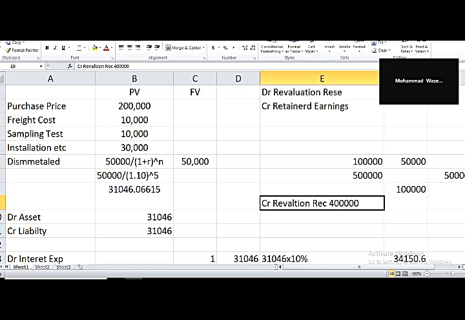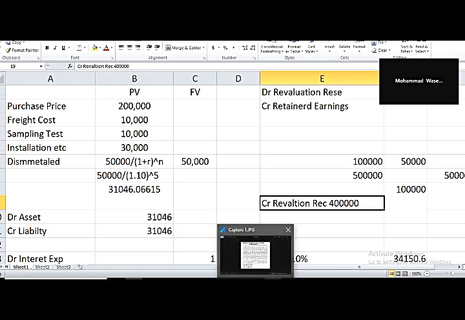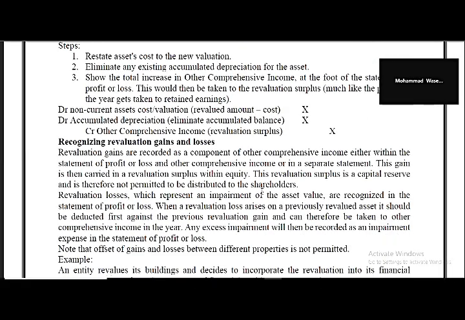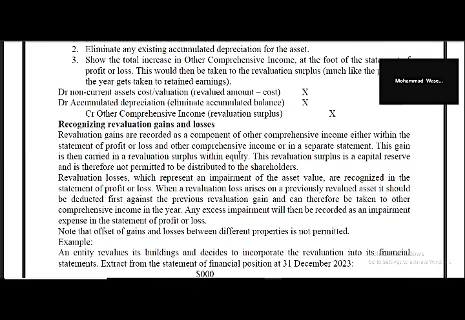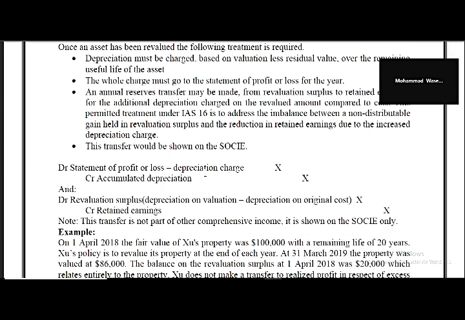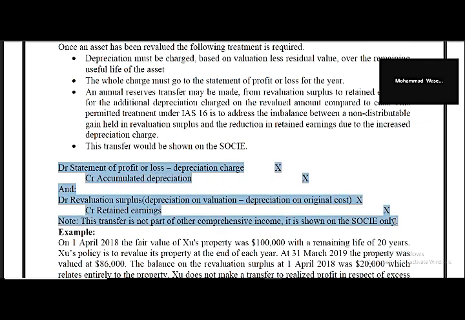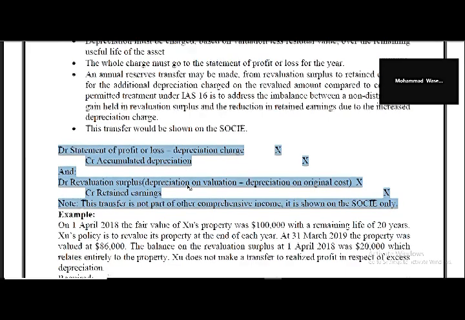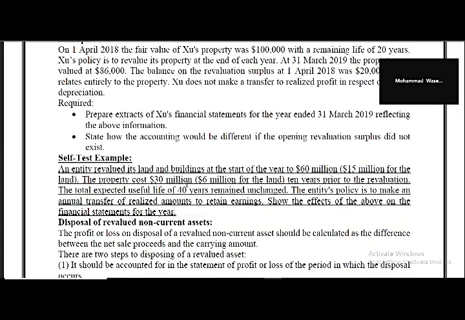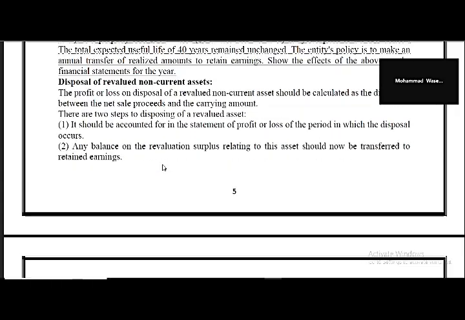Perfect. So moving forward, this was related to recognizing revaluation gains and losses. Just go through what it says. Here it is written how you transfer that excess depreciation from revaluation reserve to retained earnings. This is the entry over here as well. There is an example, just go through it. A self-test example is also there.